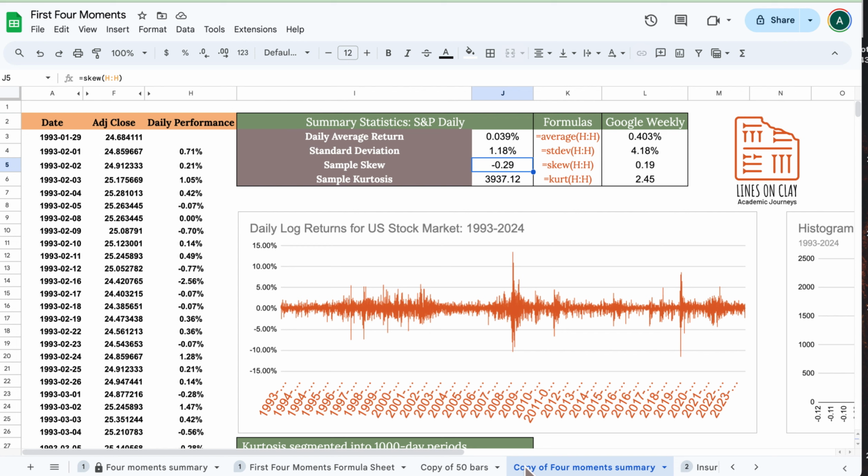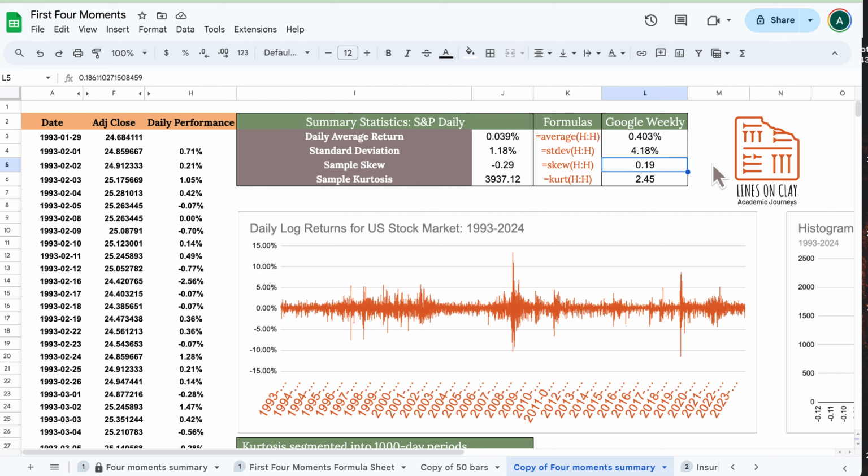I just want to throw one more thing at you, and I took the liberty of putting together Google weekly performance data. So that's Google stock performance. And this is not apples to apples. First of all, we're looking at one company, Google, versus the entire stock market. We're looking at weekly data as opposed to daily data. And we're not really looking at the same time periods, because the stock market data that I put together for you started in January of 1993. Google didn't even go public until, I think, 2004, 2006, something like that.